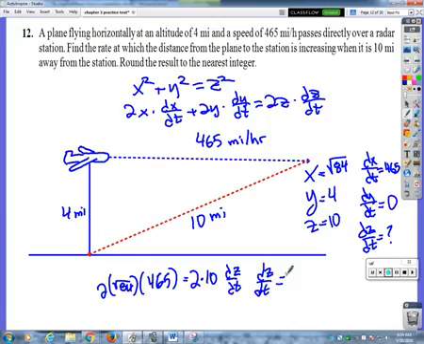So the 2's are going to cancel. 465 divided by 10 is 46.5. So it's going to be 46.5 times the square root of 84, which is, 46.5 times the square root of 84 is 12. Nope. Way bigger than 46.5.